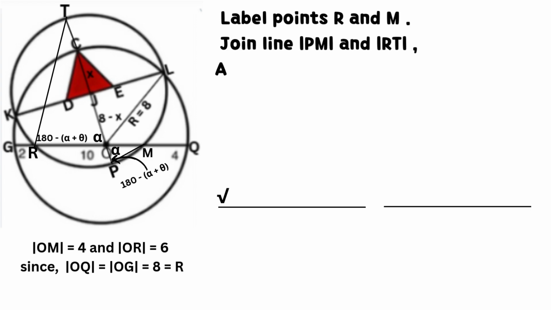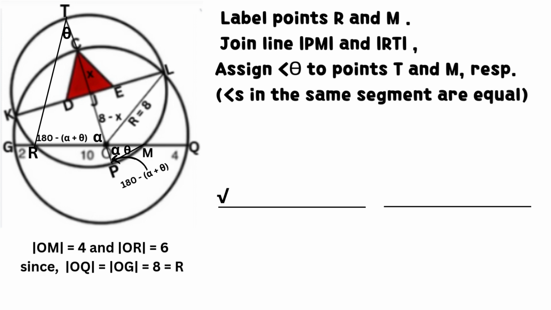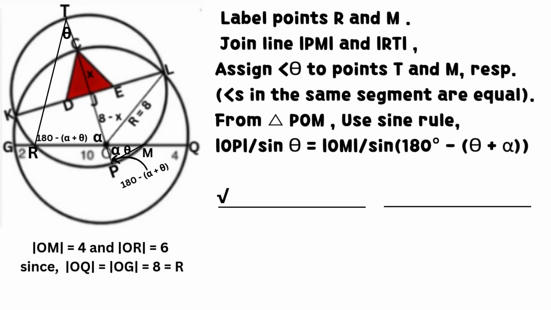Label points R and M. Join line PM and line RT. Assign angle θ to points T and M, respectively. It is because angles in the same segment are equal. From triangle POM, use the sine rule. Line OP divided by sine θ equals line OM divided by sine of 180 degrees minus the sum of θ and alpha.